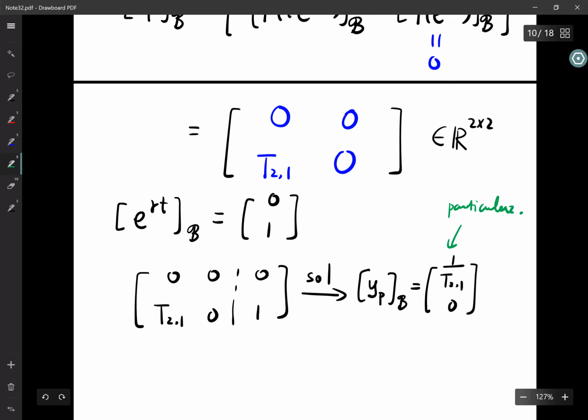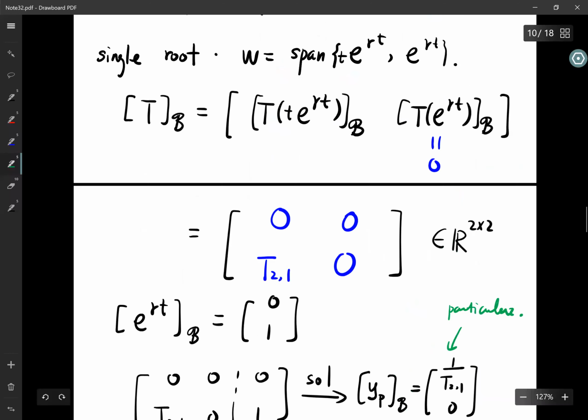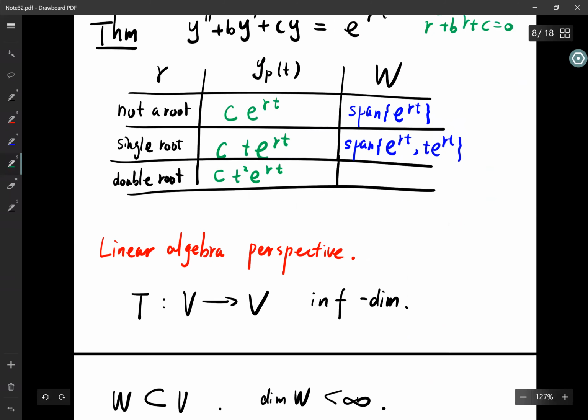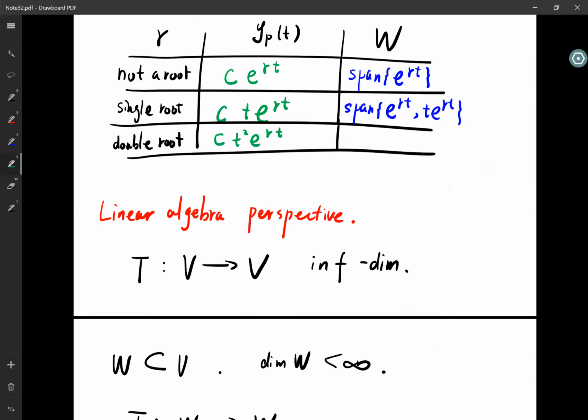And then you can optionally add some c1 times 0, 1, but this one corresponds to the null space and needs to be absorbed into the general solution anyway. So this is how we obtained this solution. You can see only this term matters, and that depends on the t. So how did we obtain this solution from a linear algebra perspective? Any question?